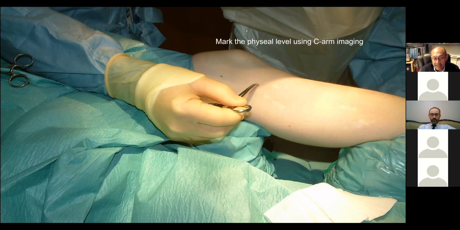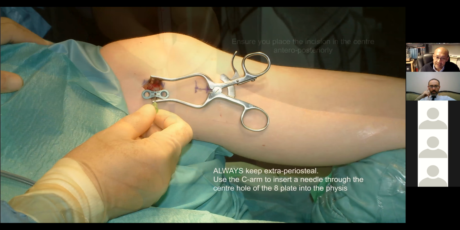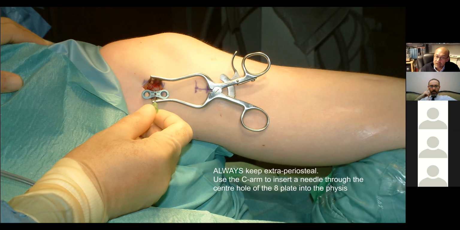I will then ensure I locate the center in the AP direction, anteroposterior direction of the physis, and I will mark this on the skin. So here you can see one mark for distal femur, one mark for proximal tibia. The incision is very small. It's usually 15 millimeters, at the most 2 centimeters, because the skin can move proximally, distally, anteriorly, posteriorly to allow you to slide the implant in.